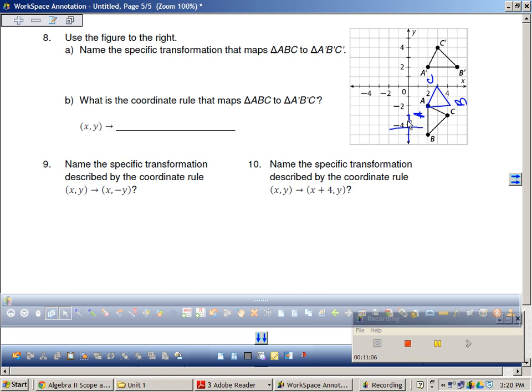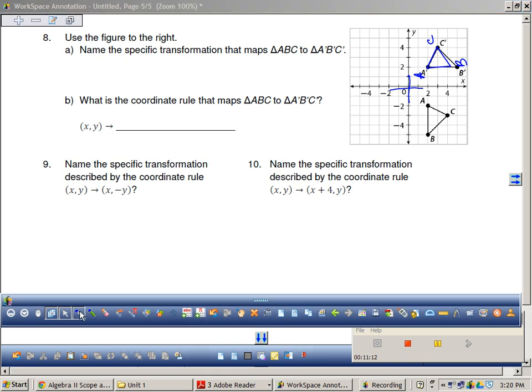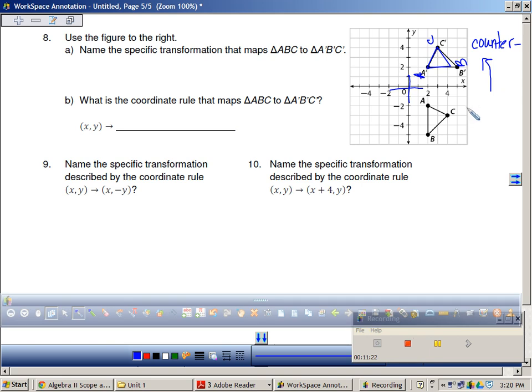All right, so when I turn it, see how it's 90 degrees now? And I'll just lift it. So we went 90 degrees in which direction? Counterclockwise. You could have also told me what? Clockwise. You could have told me 270 clockwise, right? Okay. So name the specific transformation. It is a rotation.